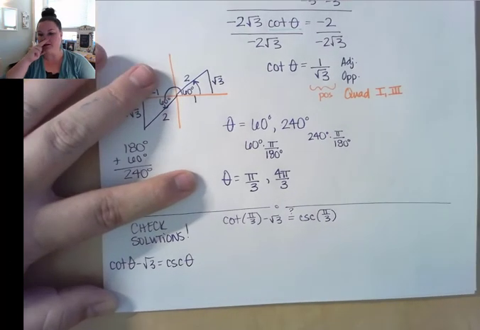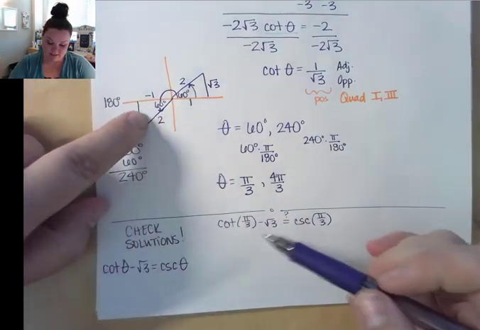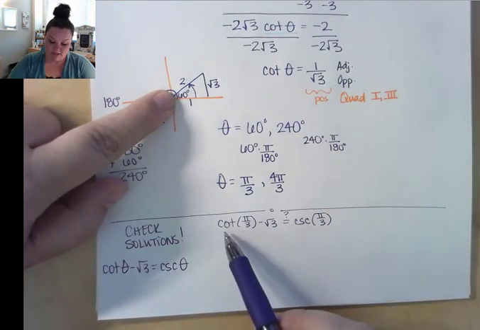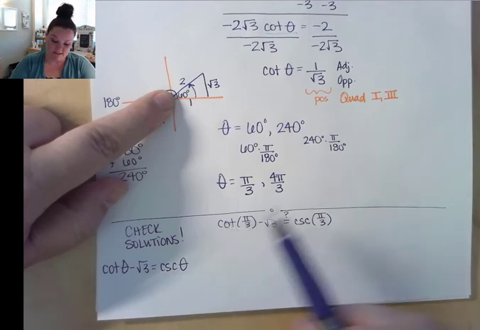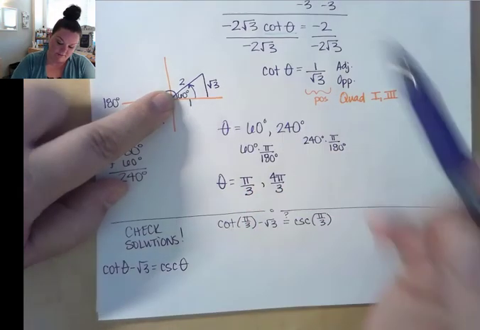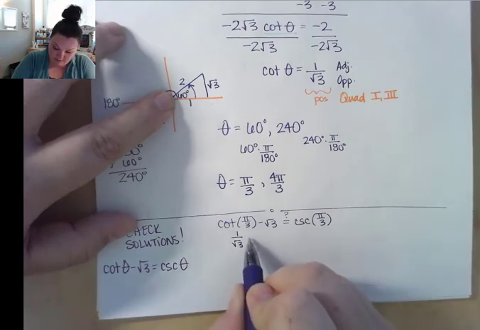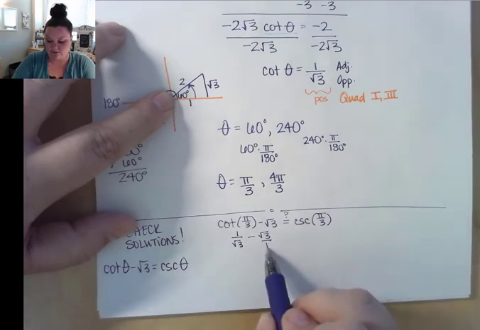And you can use the chart that I had given you, or you can just use your reference triangle, right? We're talking about pi over 3, so that's this triangle. So cotangent of pi over 3. Cotangent is adjacent over opposite. So adjacent over opposite is 1 over the square root of 3. And we're going to subtract the square root of 3. Now this is like the square root of 3 over 1.